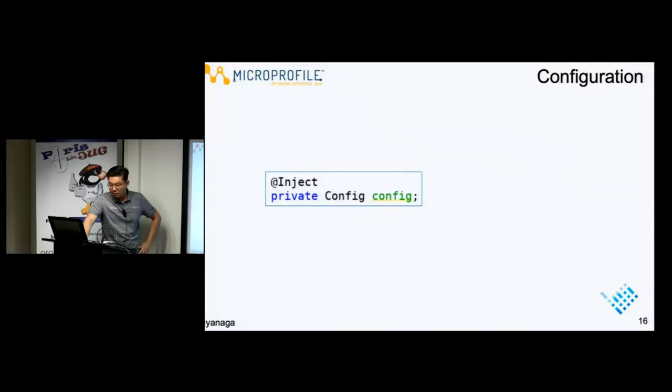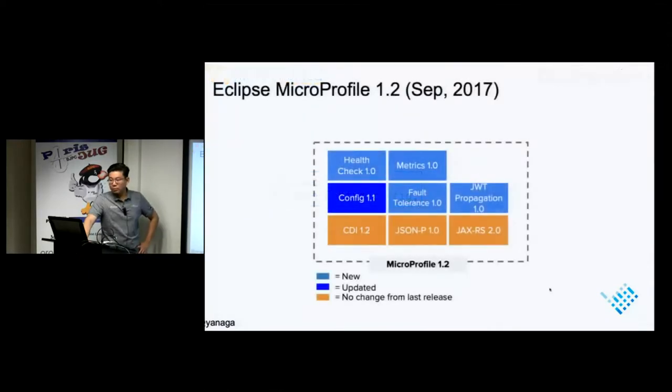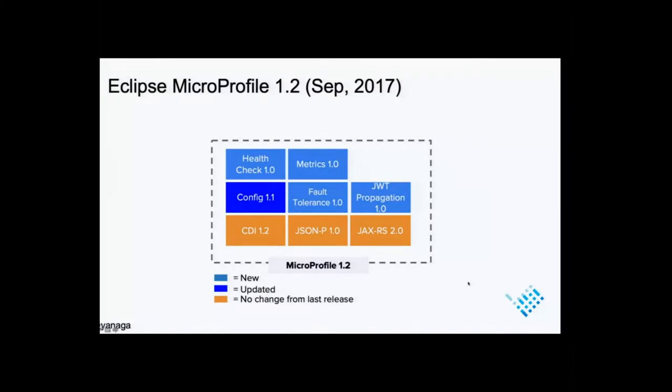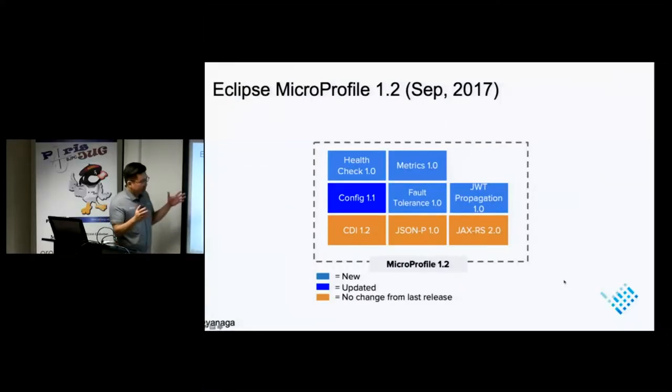So 1.0, now 1.2. With MicroProfile 1.2, MicroProfile was created from the ground up to be a cloud-native platform. So they added a health check API, metrics API, fault tolerance API, and JWT propagation for the security API too. They were all released in September 2017.